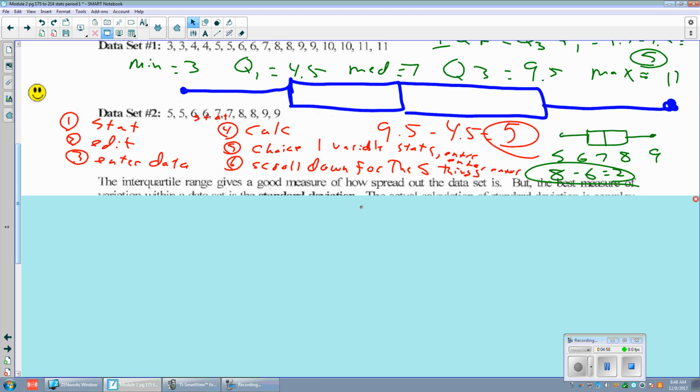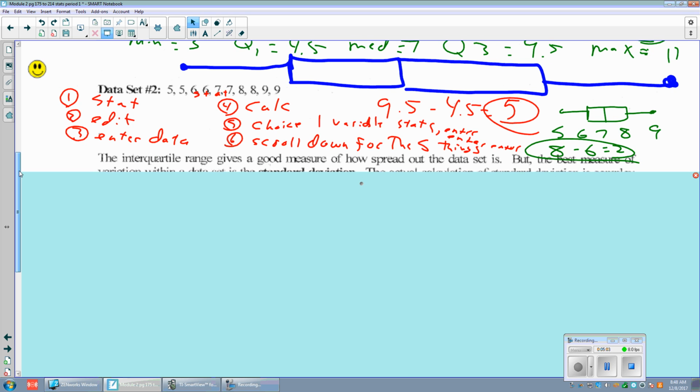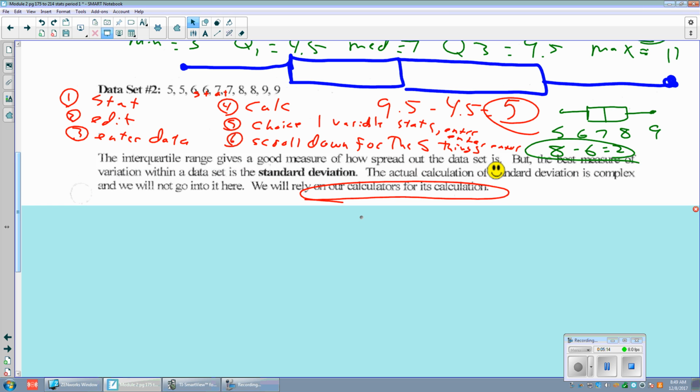It's 2. The interquartile range is 2 versus the first set of data, where the interquartile range is 5. What does that tell us? It tells us the interquartile range gives us a good measure of how spread out the data is. In the first set, it's more diverse. In the second set, it's tighter. But the best measure of variation within the data is the standard deviation.